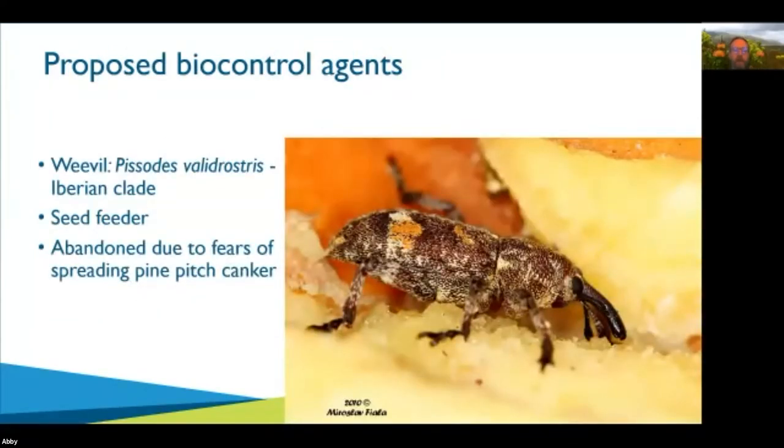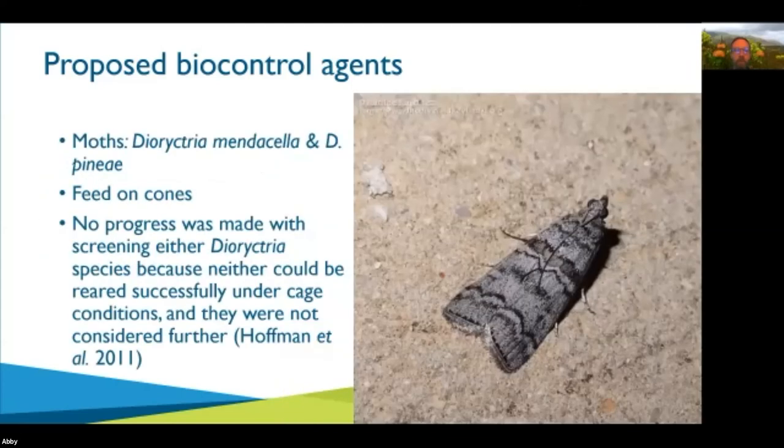Of the proposed biocontrol agents, the weevil Pissodes villidirostris, and particularly the Iberian clade of this weevil, has been proposed. And the clades are important because that may affect their feeding preferences. These weevils are seed feeders, and so do not directly affect the wood products that the forestry industry strives to produce. However, the introduction of this weevil has been abandoned due to fears of the weevil spreading pine pitch canker, which I'll come back to in a moment.